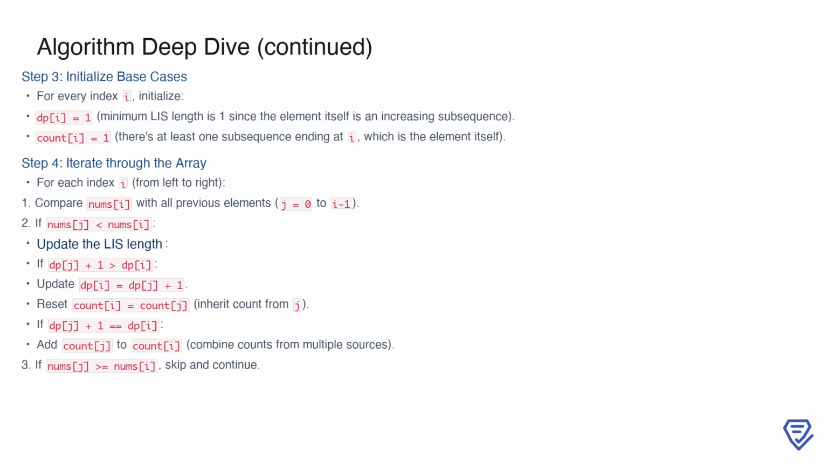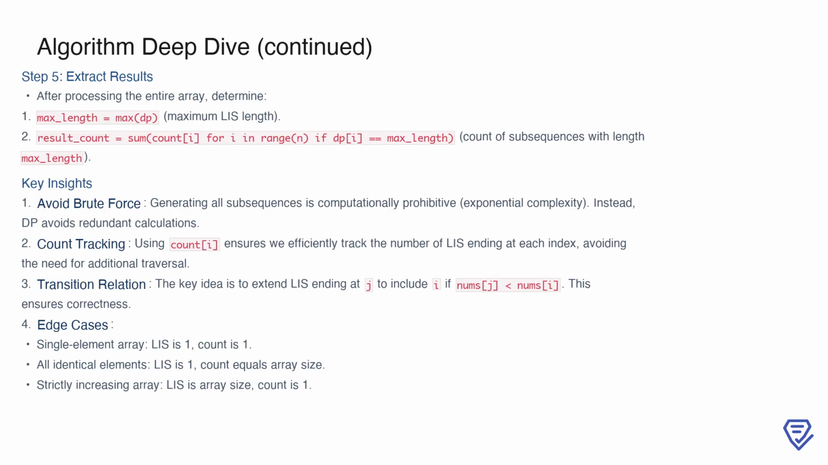At the same time, we reset count[i] to count[j], as we are inheriting the number of subsequences from index j. If the length dp[j] plus 1 is equal to dp[i], we add count[j] to count[i], meaning we are combining counts from multiple sources. On the other hand, if nums[j] is greater than or equal to nums[i], we simply skip that index and continue. Once we have processed the entire array, we can extract the results.